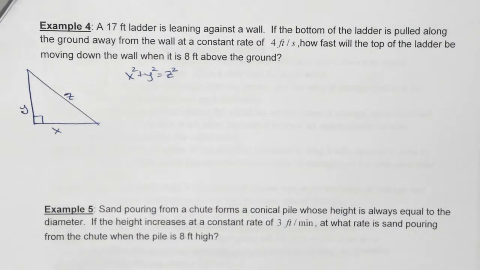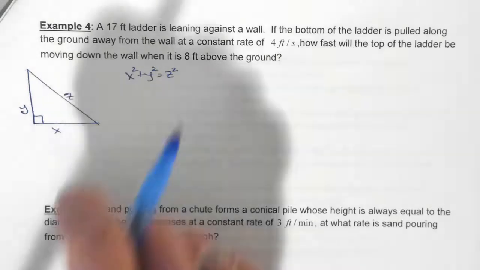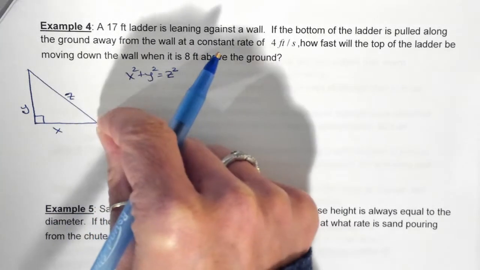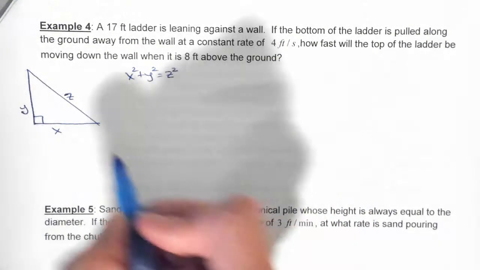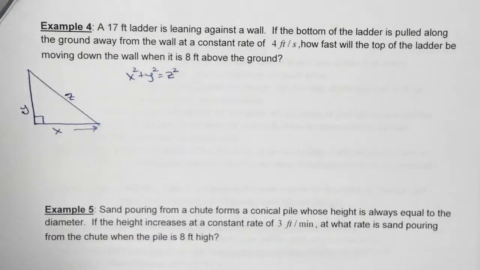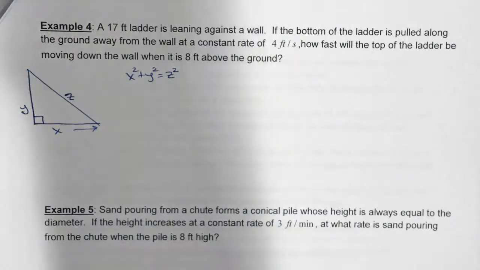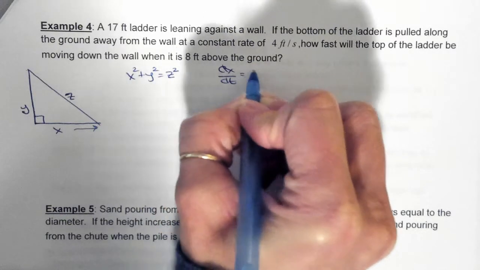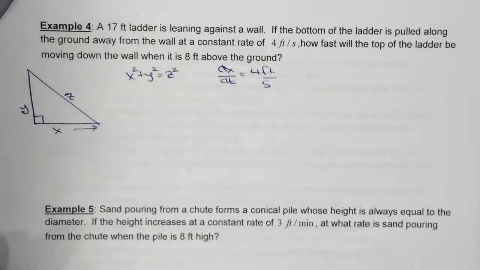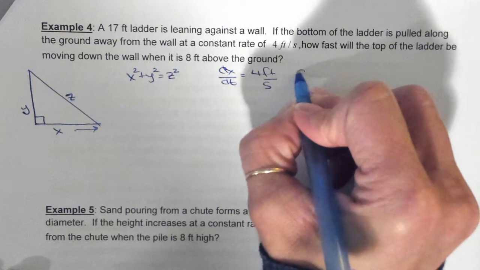So we have a 17-foot ladder leaning against a wall, and the bottom of the ladder, so that means right here, is pulled along the ground away from the wall at a constant rate of 4 feet per second. That means I'm pulling this way. What's the 4 feet per second? It's dx dt. It's the rate at which my x is changing. So they gave us dx dt is equal to 4 feet per second, right? How fast will the top of the ladder be moving down the wall? So what are we looking for? dy dt, that's my unknown.